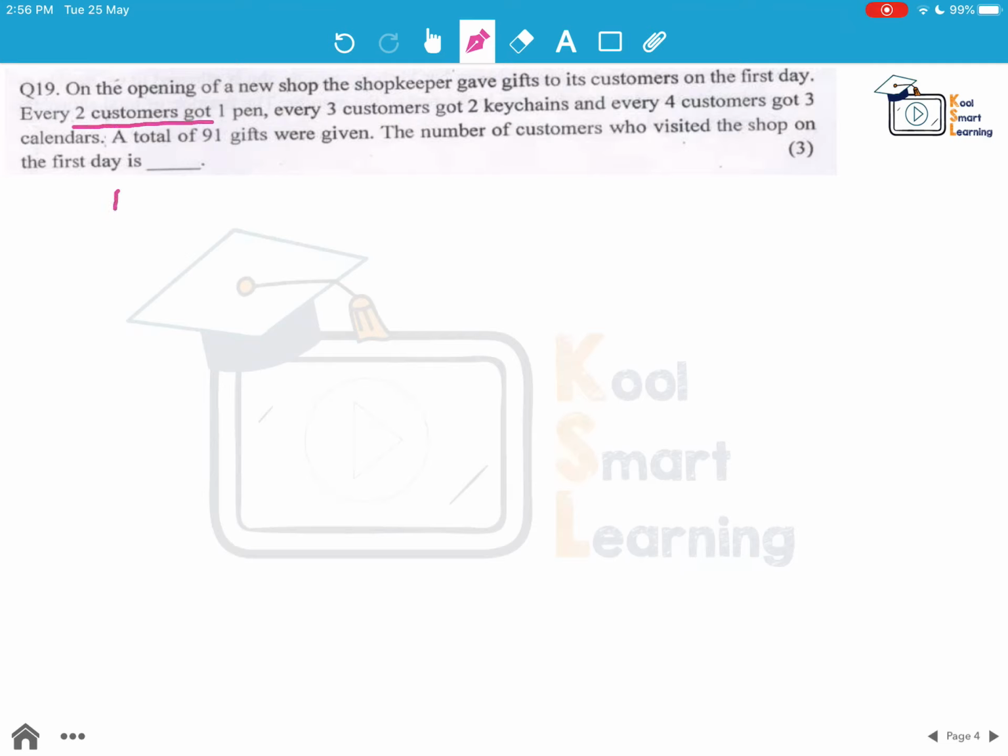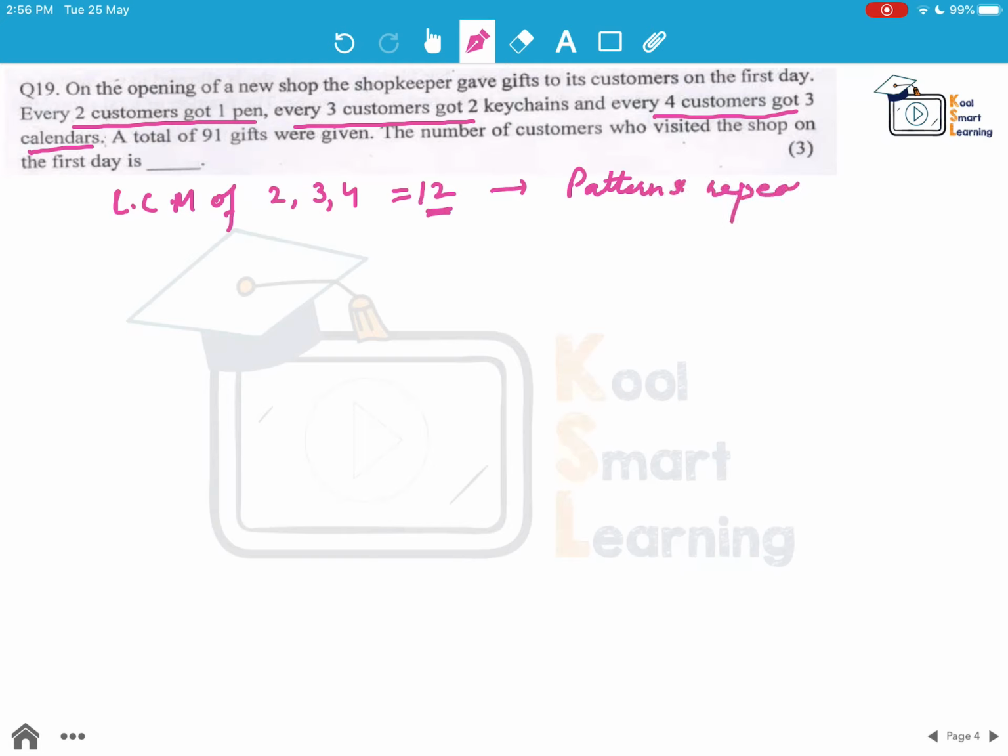because every 2 customers is getting 1 pen, every 3 customers getting 2 keychains, and every 4 customers getting 3 calendars. So we take the LCM of 2, 3 and 4, which is 12. So after 12, the pattern will be repeated. So the pattern repeats after 12. Now till 12, let's see what the pattern will be. Till 12 customers, let's take 1, 2, 3, 4, 5, 6, 7, 8, 9, 10, 11, 12 customers.